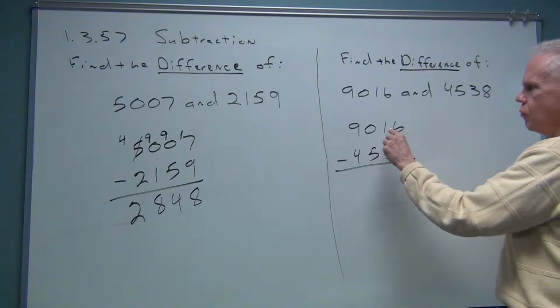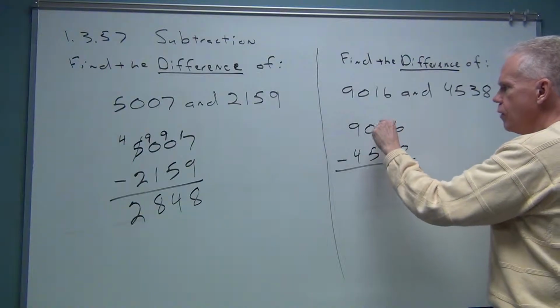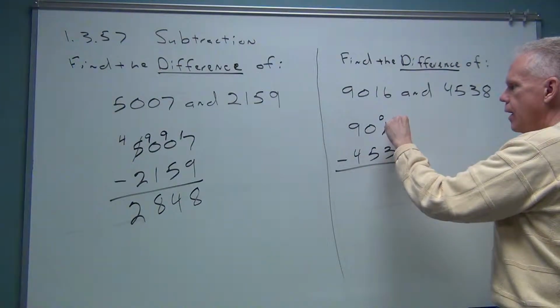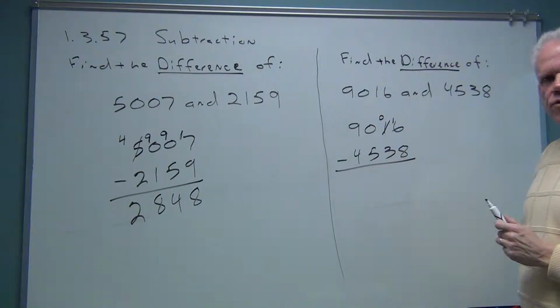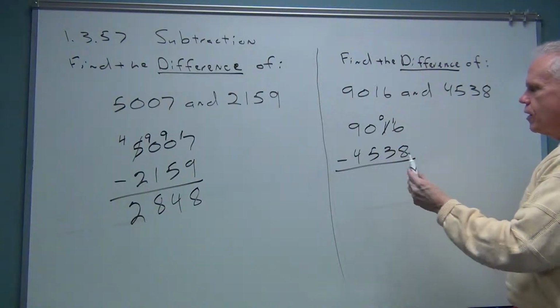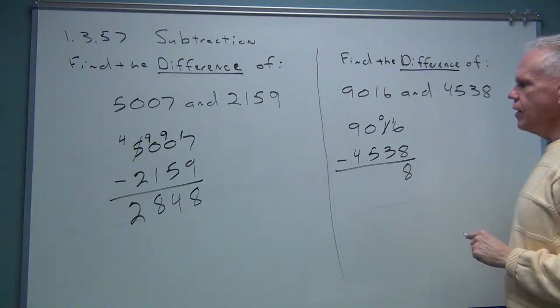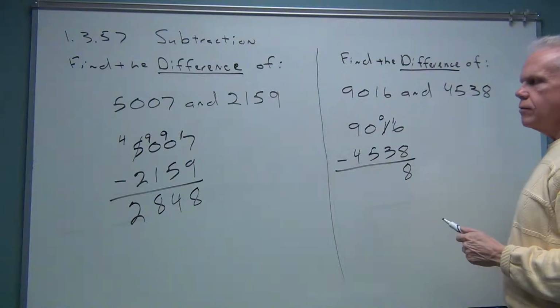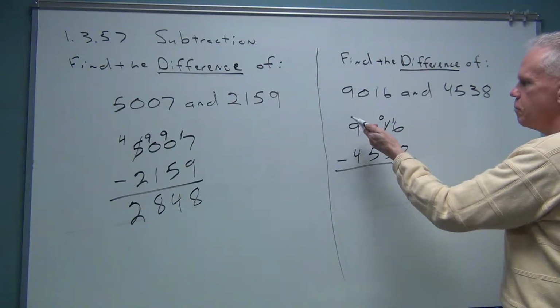We'll borrow off of this 1. Now when we borrow off the 1, it turns to a 0, and our 6 is now a 16. So we can do 16 minus 8. We can certainly do that, and that is 8. And now we'll do 0 minus 3. Can't do 0 minus 3, so we need to borrow again.